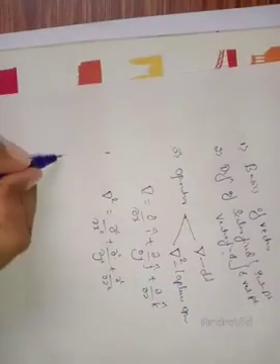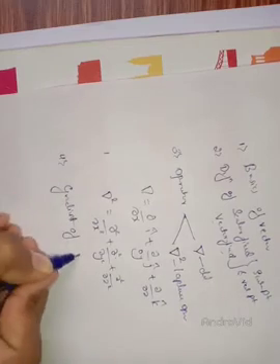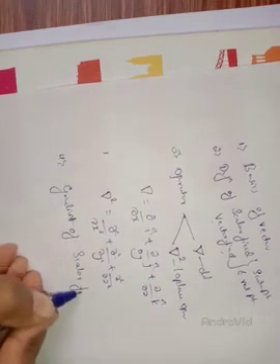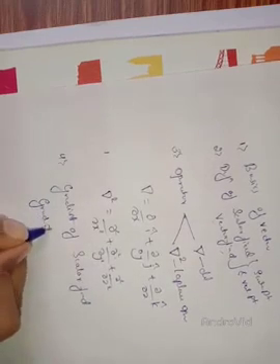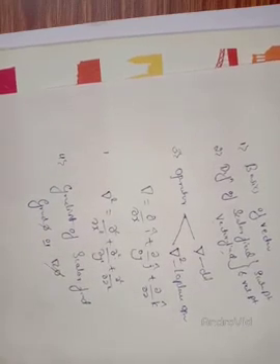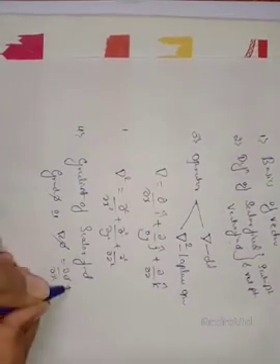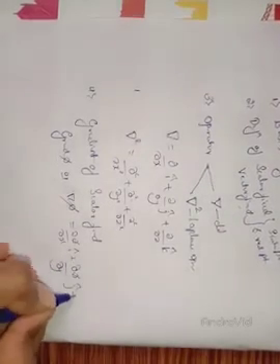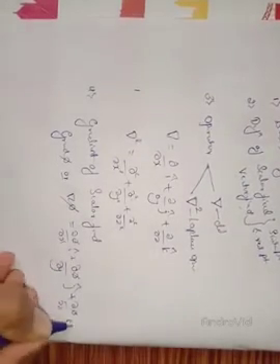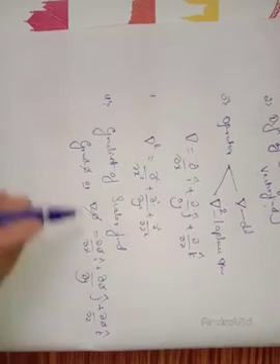Next, fourth, the gradient of a scalar field, not a vector field. The gradient of a scalar field is grad phi or del phi. Del phi is dou phi by dou x into i plus dou phi by dou y into j plus dou phi by dou z into k. This is the definition of the gradient of a scalar field. You have to remember it.